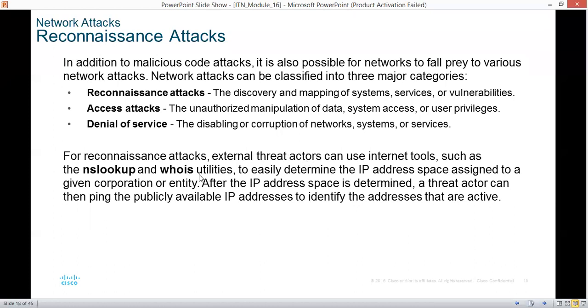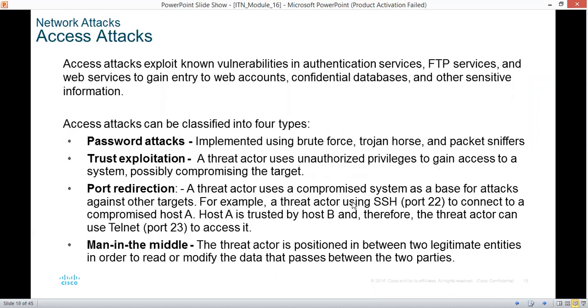First, you do the nslookup, and you know what nslookup will do. It will give you the numeric address of the domain, and resolve the domain name for you, and then whois lets you determine the IP address space assigned to a given organization. After the IP address space is determined, the threat actor then pings the publicly available IP addresses to identify the addresses that are active. So you begin to ping until you see the particular one that is active. These folks will always take their time to use all the available tools, the same tools you use for your troubleshooting. They also use the same tools to launch their attack.